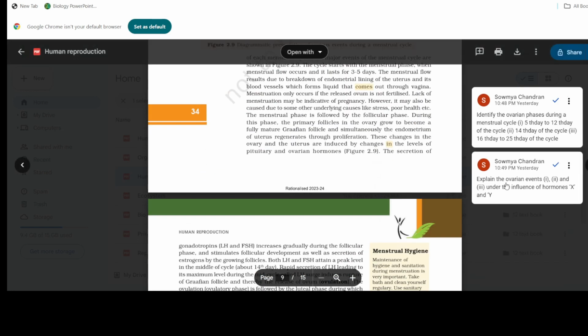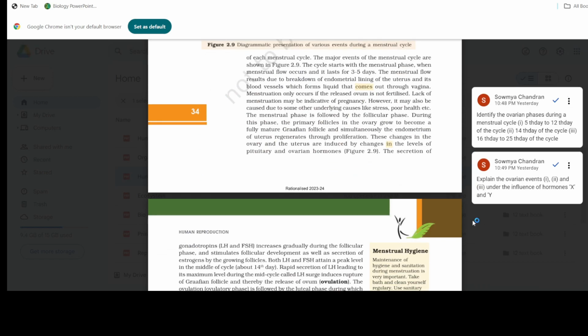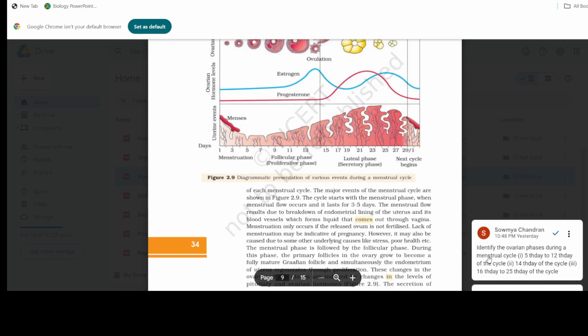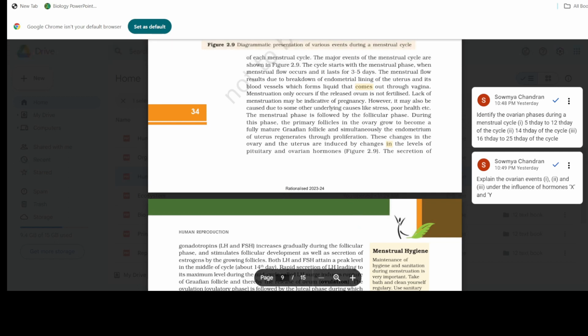What's the next question? Explain the ovarian events in 1, 2 and 3. The first one is the follicular phase. What is the ovarian event? The second is the 14th day, ovulation. What is the event? And the third one is the luteal or secretory phase. What is the ovarian event? Ovarian event means the events that are happening in the ovary. That's what they mean.